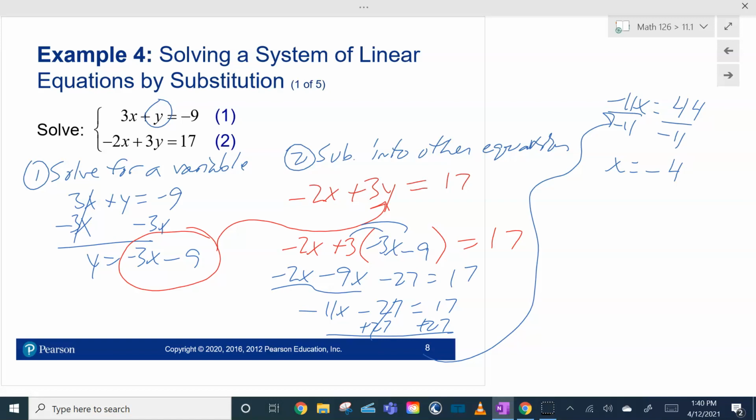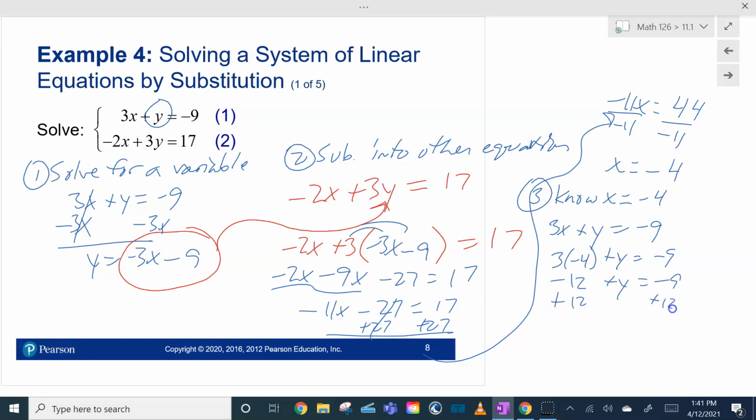So our x value here, now we know that x is negative 4, right? And so all we got to do is plug that in to either of the other equations. So let me just pick the first one, 3x plus y equals negative 9, and let's plug that x in. We got negative 12 plus y equals negative 9. I'm going to add 12 both sides. Looks like y is 3. So we've got negative 4 comma 3 as our solution.